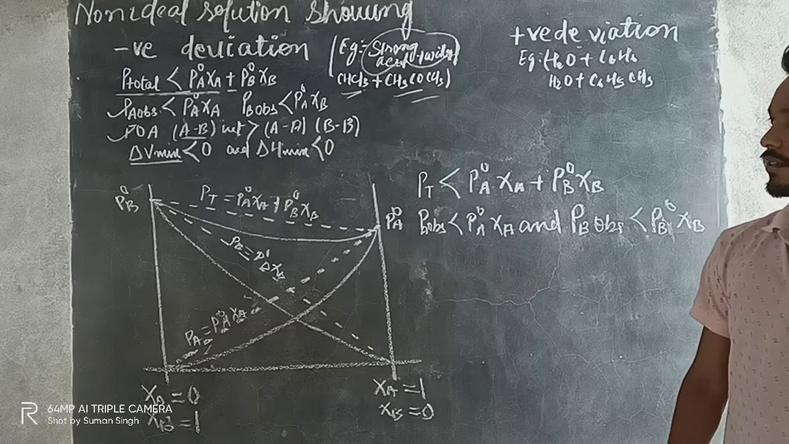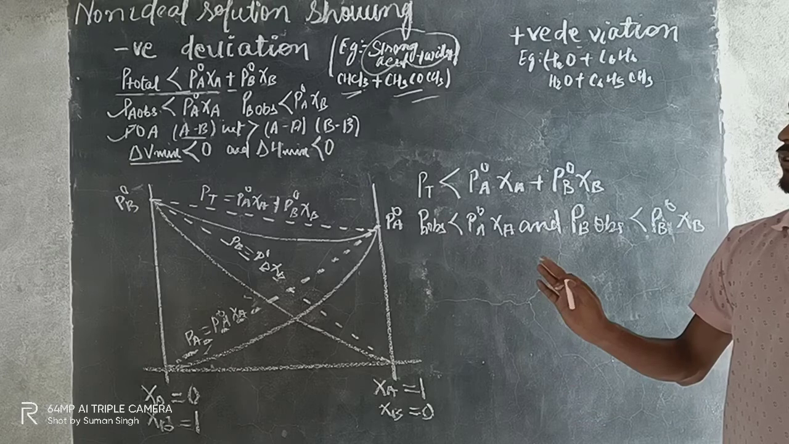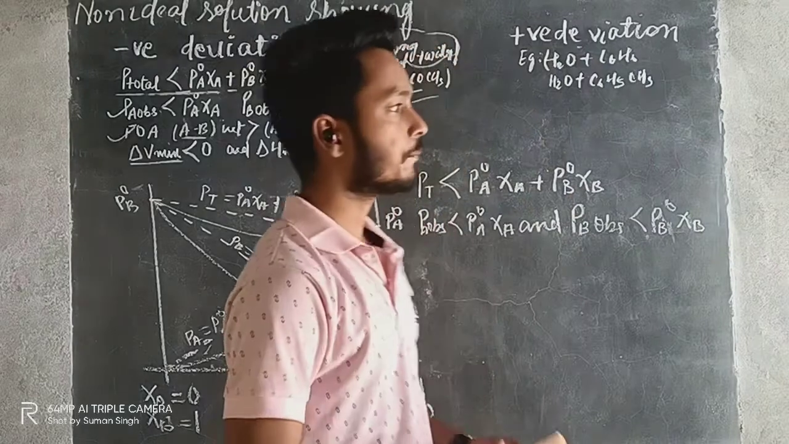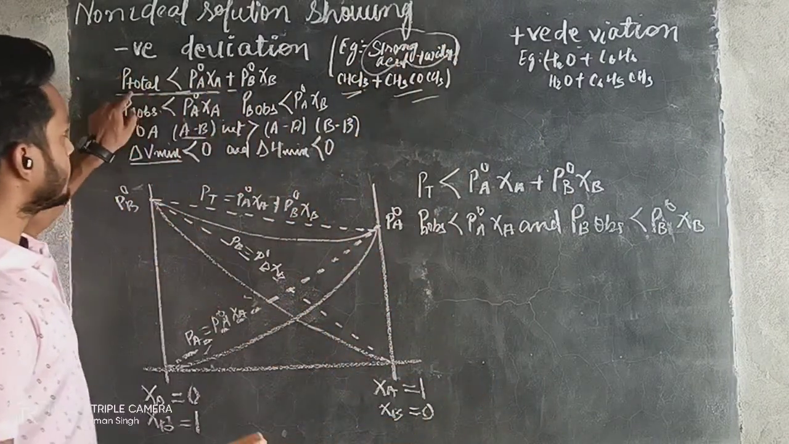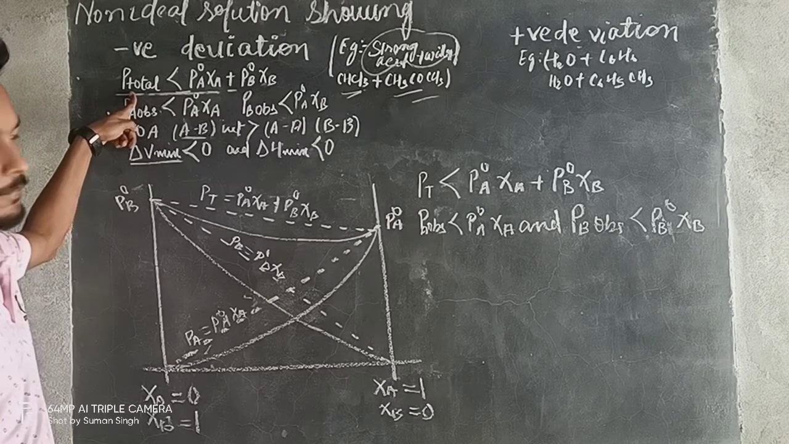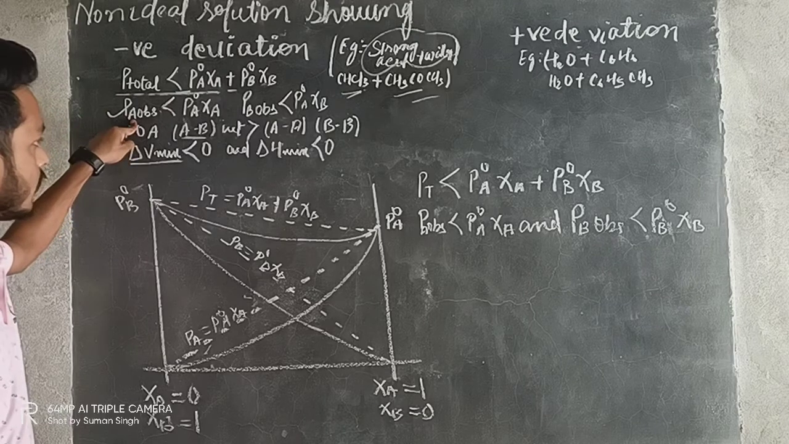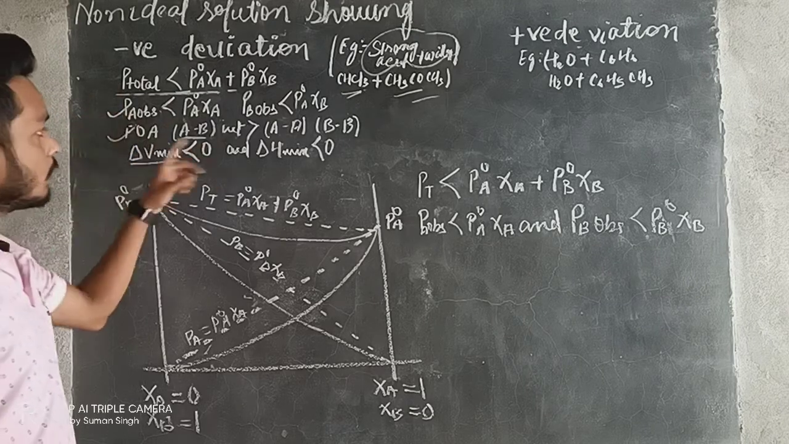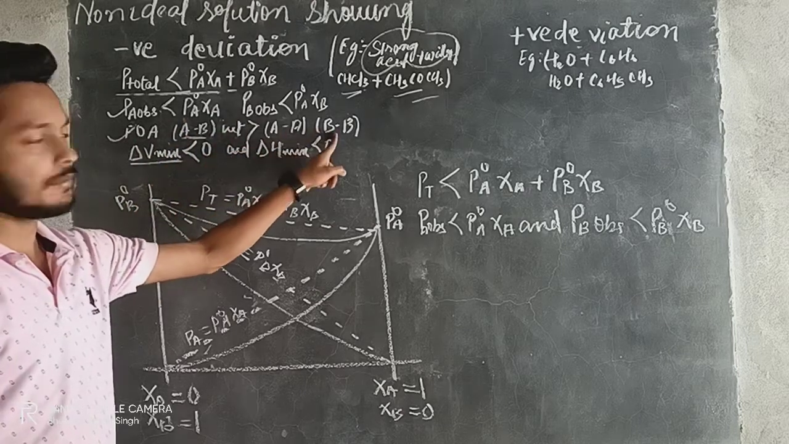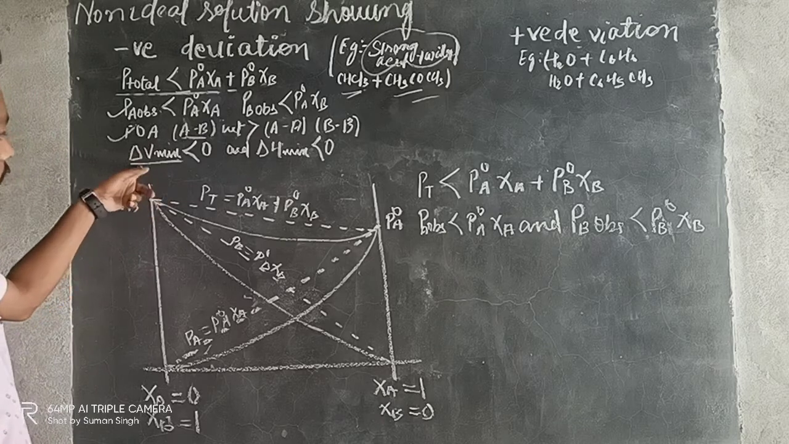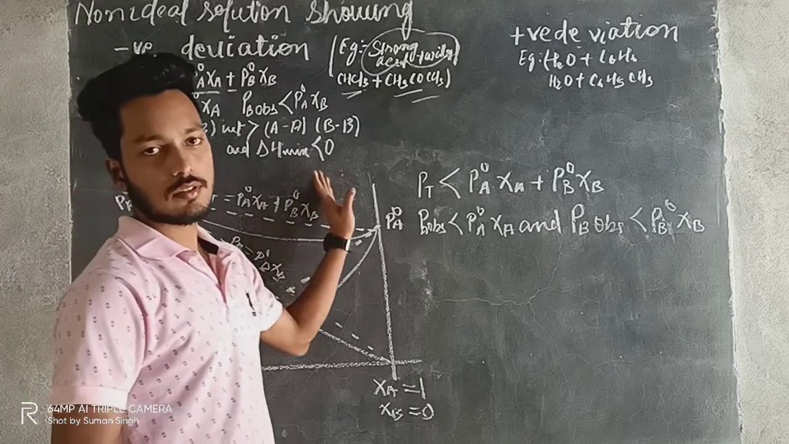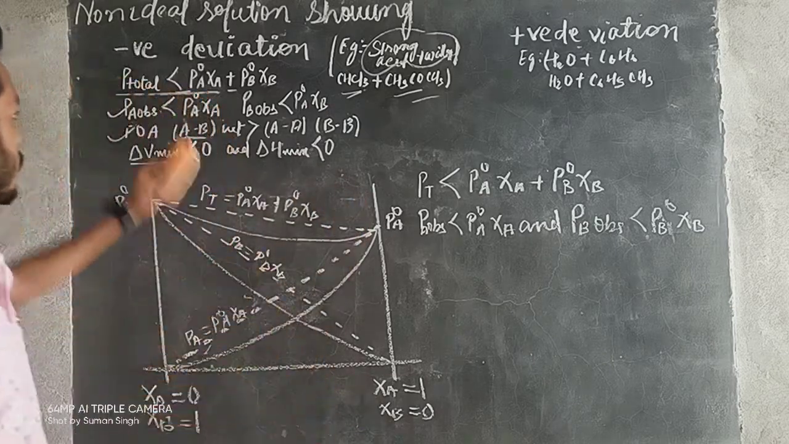Now we will see next, a non-ideal solution showing positive deviation. In case of positive deviation, just see one thing. This P total which we are seeing here will increase. This P observed also will increase. Force of attraction will now be reversed. Force of attraction between AB will decrease, will be less than AA and BB. And the next thing is delta V mixing will now be greater than 0, and delta H mixing will also be greater than 0. Okay, let's do that one.